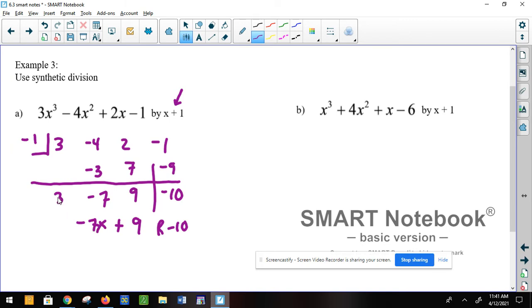And then that 3 represents your quadratic term, so 3x squared. And that's your answer: 3x squared minus 7x plus 9, remainder negative 10. If we had done long division with this the way we did in example 2, you would have the same answer. It's just a way easier process. It's less time consuming. I think also less mistakes happen because you're adding and not subtracting.